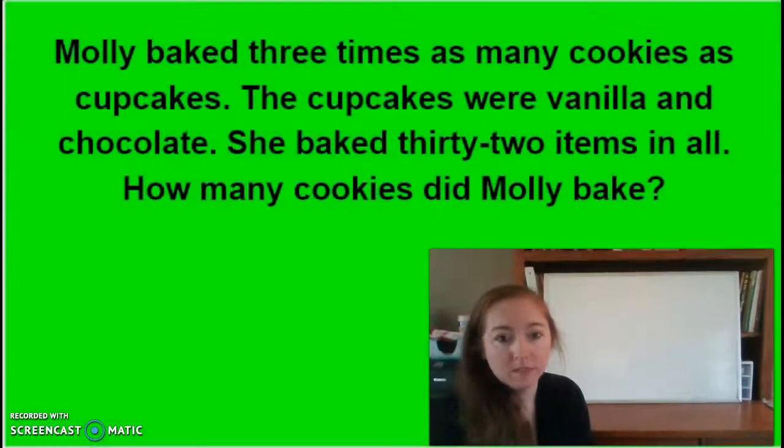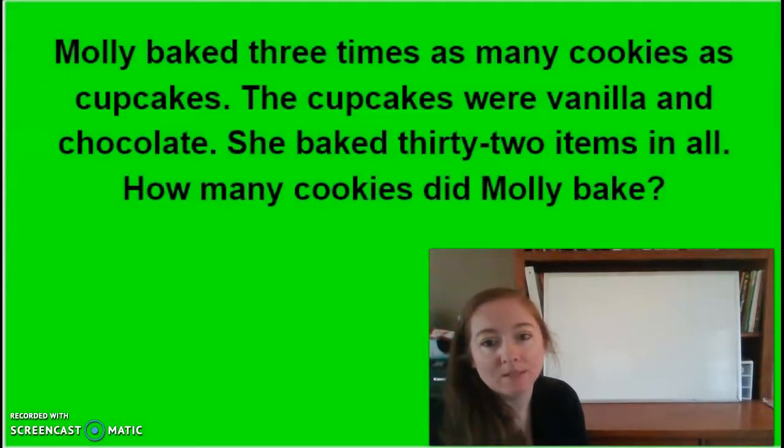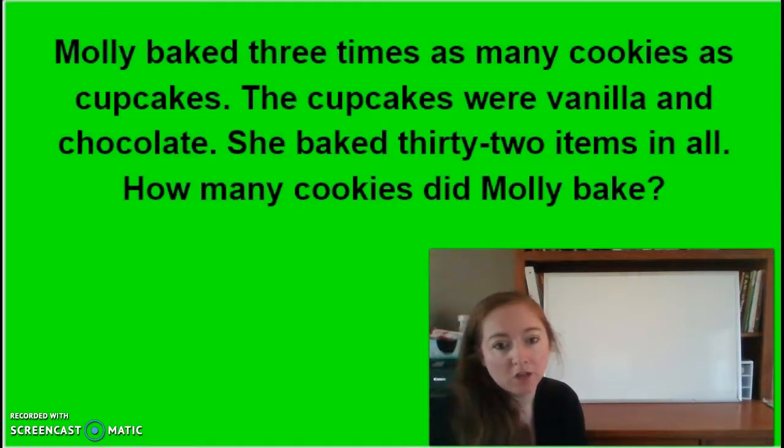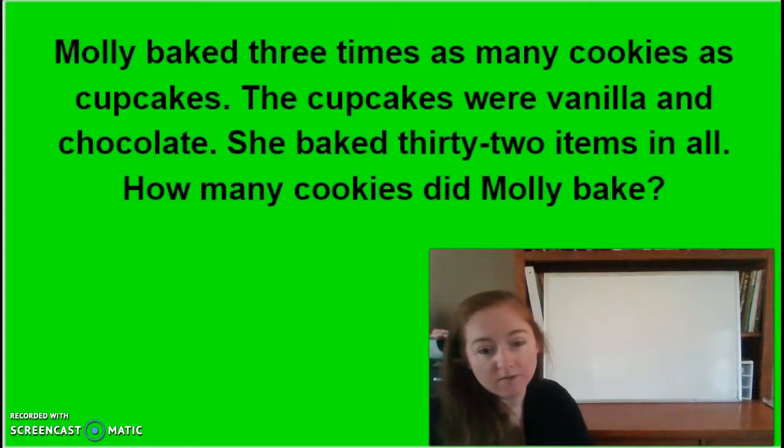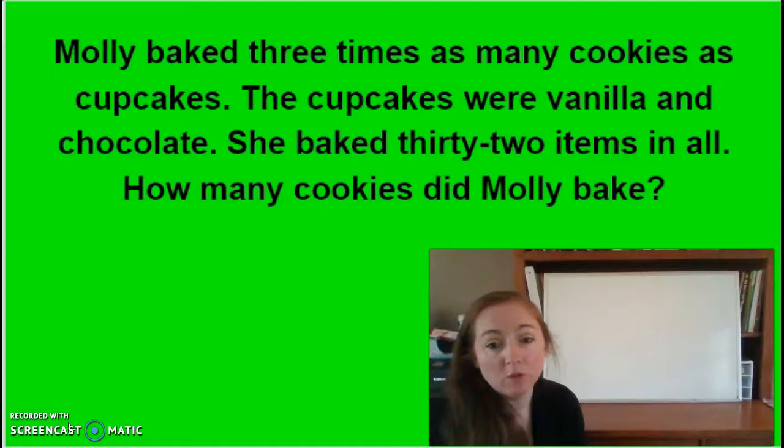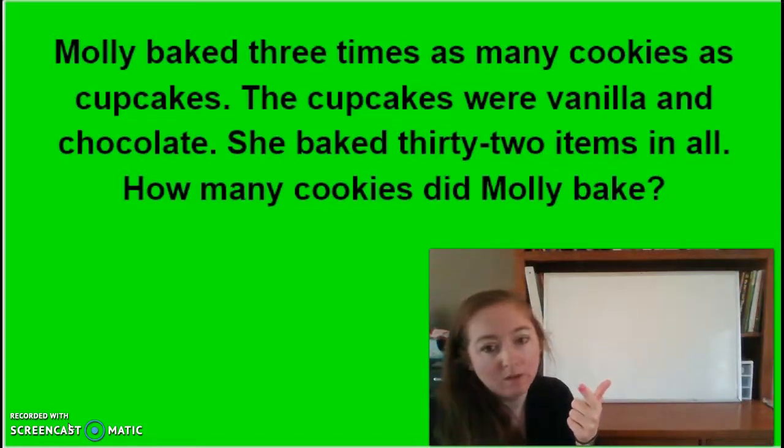It says, Molly baked 3 times as many cookies as cupcakes. The cupcakes were vanilla and chocolate. She baked 32 items in all. How many cookies did Molly bake? Okay, so there's a couple of things we need to do. The first thing is we need to get rid of the information that we don't need. We do need that she made cookies and she made cupcakes. We don't need to know that she made vanilla and chocolate. They don't tell us how many of each, doesn't help us.